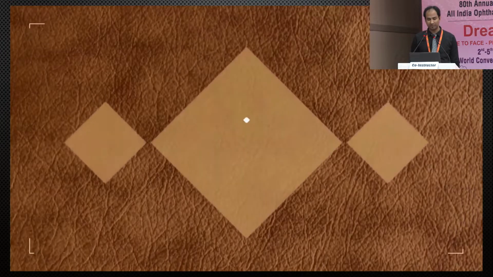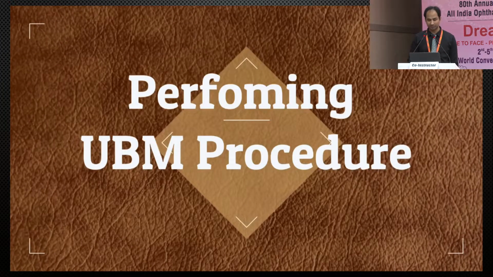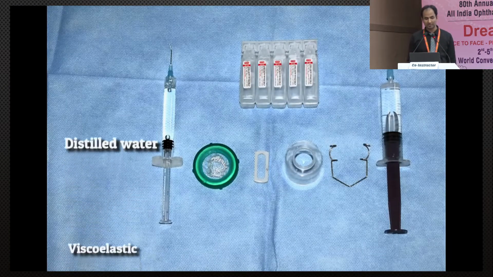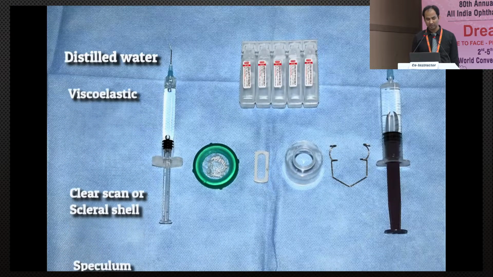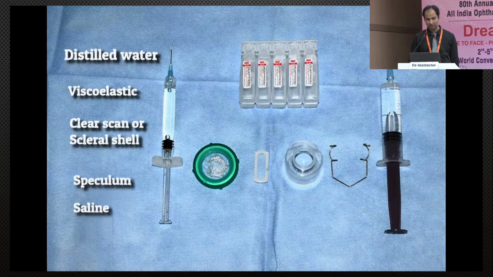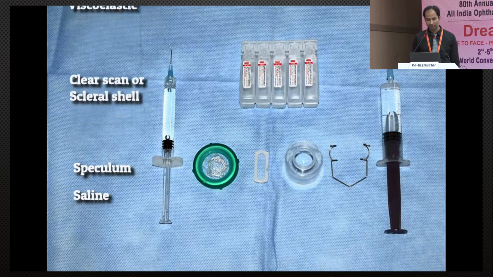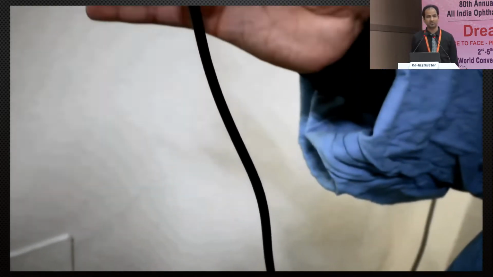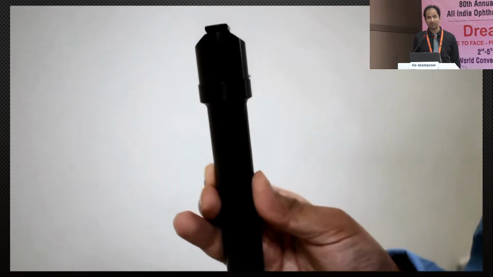Then we will be coming to the probe preparation, how to do the UBM procedure. So things required for doing the procedure are distilled water, viscoelastic, clear scan or scleral shell, a speculum and saline. We need to have these things ready, because in children the procedure is done under GA in non-cooperative patients, so we need to have all things ready.